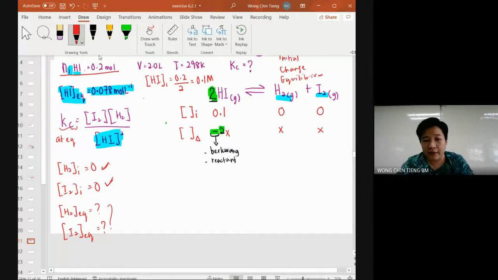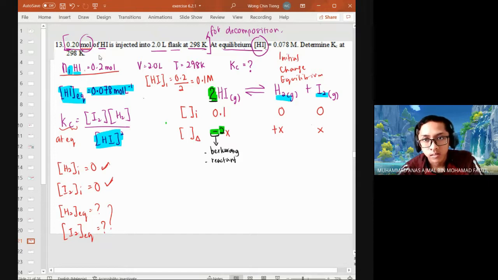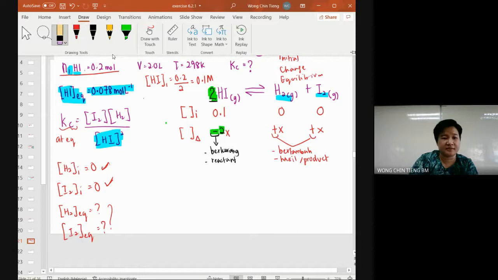Therefore, Nabil, what happened to the H2 and I2? X sahaja kah? Anybody? Yang lain? Positif. Positive X. Anas, why positive? Sebab dia produk dia dapat hasil daripada reaktan. Because kalau tadi tolak adalah berkurang sayang, tambah kat sini. Dua-dua tambah kat sini bermakna dia kena bertambah. Dan dia bertambah sebab dia adalah hasil ataupun dia adalah produk. Betul?